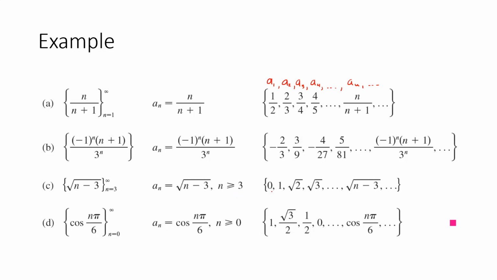And of course, listing out the terms, we see that when n is 3, 3 minus 3 is 0, so we get the first term is 0. Notice here the first term is really a3. And then the next term would be a4, and the next term would be a5, and so on. So here, because it doesn't start with n equals 1, our first term is not a1. Our first term is really a3.